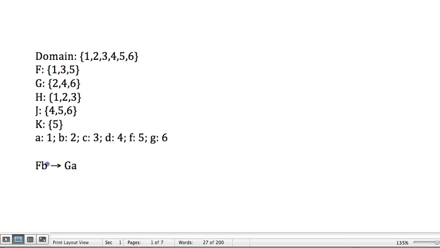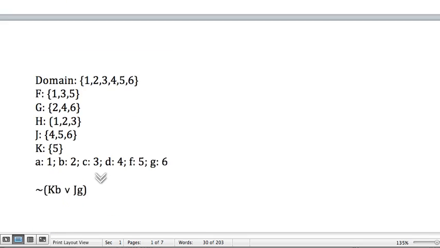Well, B refers to the number 2. The number 2 we can see is not an F. So in this case, we know that we've got a conditional with a false antecedent. That already tells us that the conditional is true. We don't even need to think about A and G. So this is an easy one. This was true.